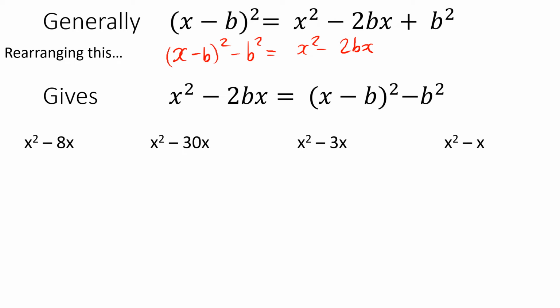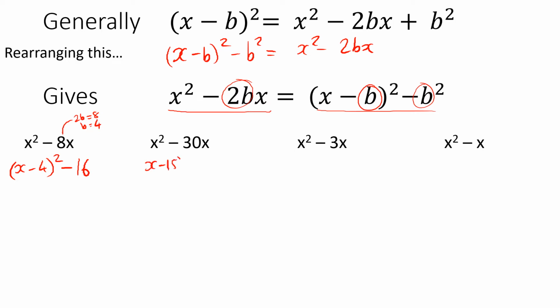And we can do the same thing with these four. We can try and rephrase them from looking like the left-hand side to looking like the right-hand side. And it's always just about saying, well, 2b is equal to this, so I need to halve it to get the numbers on the other side. So let's do that. First one, we'd say 2b was 8, so b was 4. So this is x minus 4 all squared. Again, we're halving that. Take away 4 squared, so take away 16.